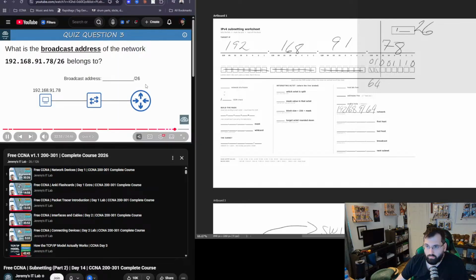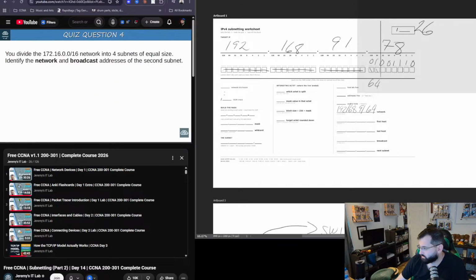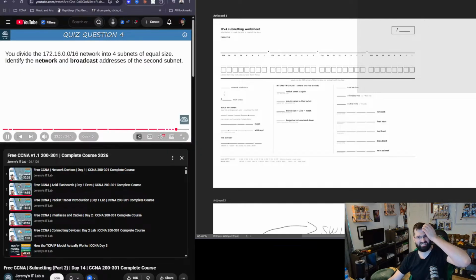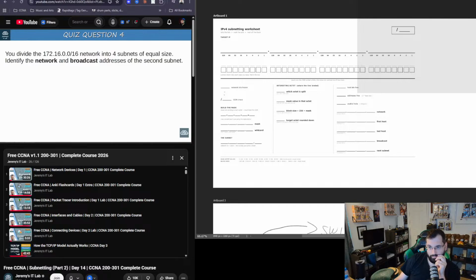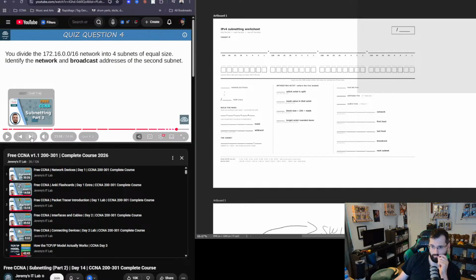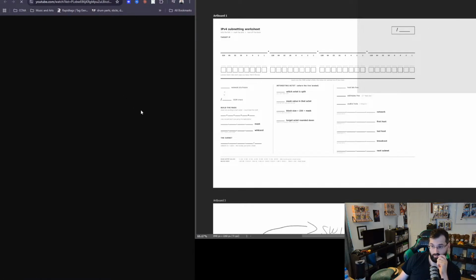Okay, let's go to question 4. Last one. You divide the 172.16.0.0/16 network into 4 subnets of equal size. Identify the network and broadcast addresses of the second subnet. Pause the video to find the answer. Into 4 equal subnets. I'm not sure. So we need to take this into 4. Okay, I'm not going to answer this one because this is similar to the first one that I possibly may have gotten wrong. So we're going to check the answers.